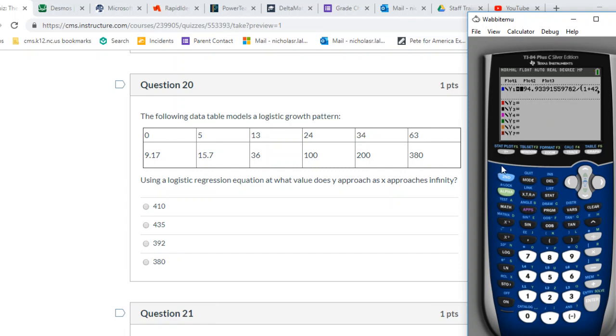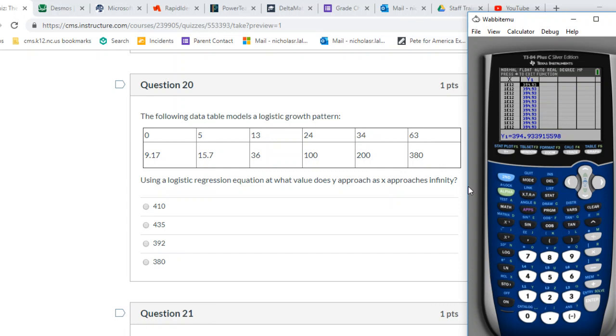If we want to find the y value as x approaches infinity, I'm going to go to table set and have x approach an incredibly large number. The table starts at a number this big. I'm going to look at my table, and I'll see the answer is 394.9, which is 395.